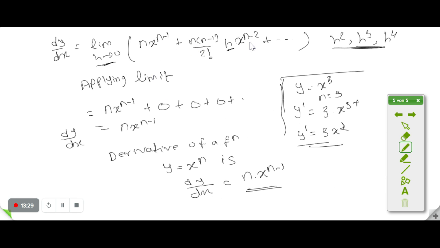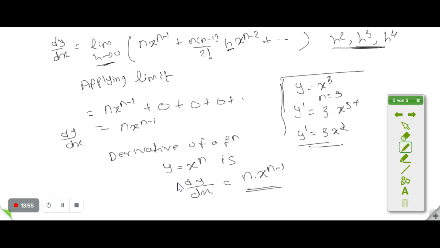So from the second term onwards, every term will be 0 because it will have this h component. And what we get is dy/dx is equal to n into x raised to n minus 1, right? So the derivative of the function y is equal to x raised to n is n into x raised to n minus 1. So this is all about the derivative.